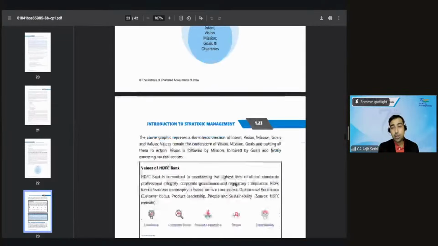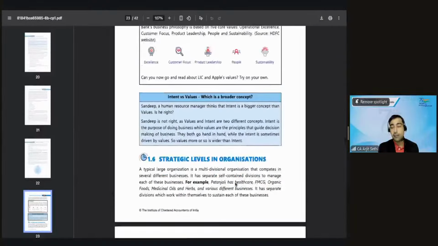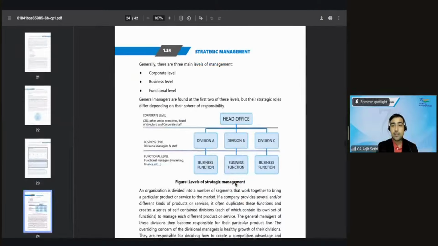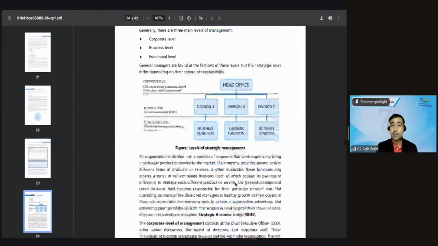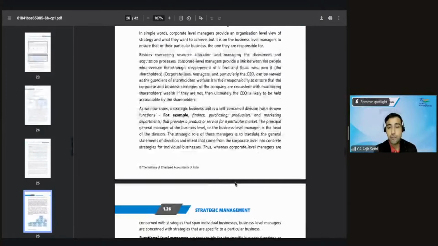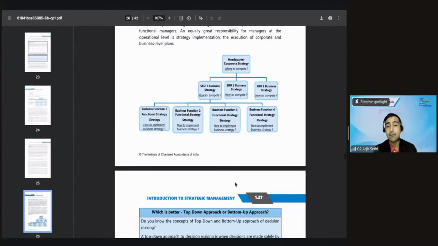Values, we just talked about. Every company should have a value. They should make their policies, their vision, their mission based on their values. Strategic level, सबको पता है, corporate, business, functional. We also did a question on this, so I'll not touch upon this, but you know it. The three different levels: corporate, business, functional. Corporate sets the direction. Business allocates that work within functional teams. Functional teams actually do the job. That's corporate, business, and functional.